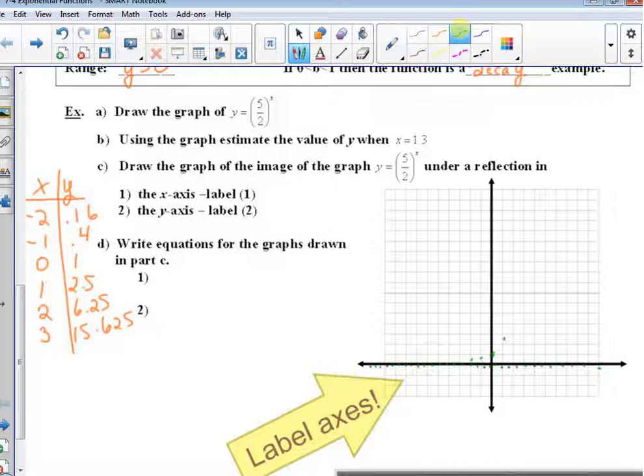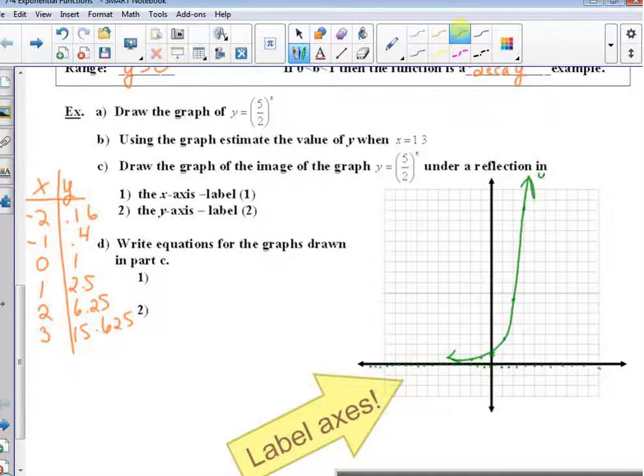2.5, 6.25, and then 15, just a little bit above that. So, here we go. Okay, so there is y equals 5/2 to the x.